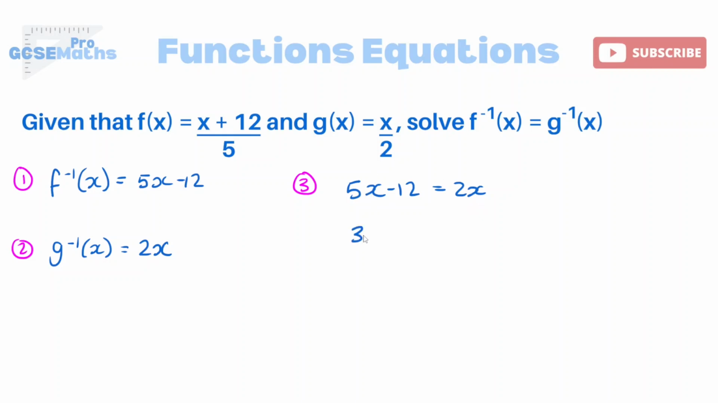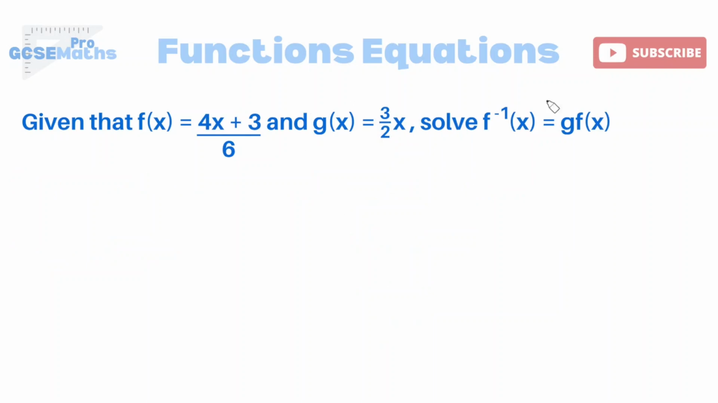So I'll have 5x minus 2x is 3x, minus 12 is 0, and then I just need to move the 12 across, and I need to add 12 and divide by 3, which gives me x is equal to 4. Simple as that, okay? That's literally it.